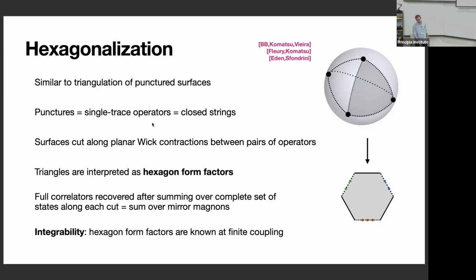So why do we like this method? Well, we like it because essentially these hexagon form factors, we can compute them, or bootstrap them, if you prefer, at any coupling, which means that in principle, these fundamental tiles, these triangles that we can use to build higher correlators, are completely under control. Okay, so that means that we know them at finite coupling, essentially.